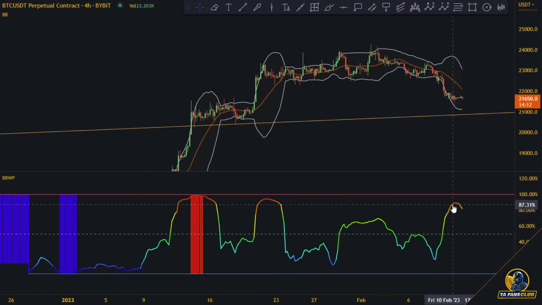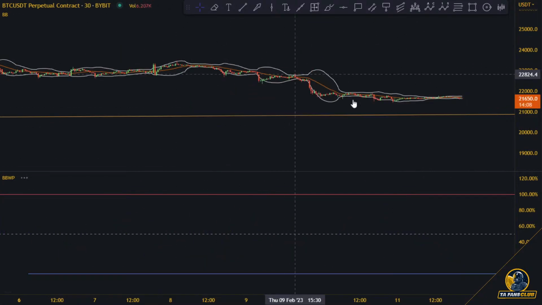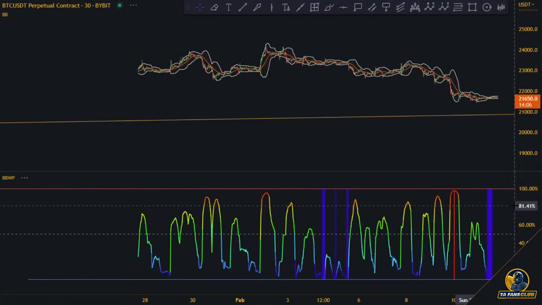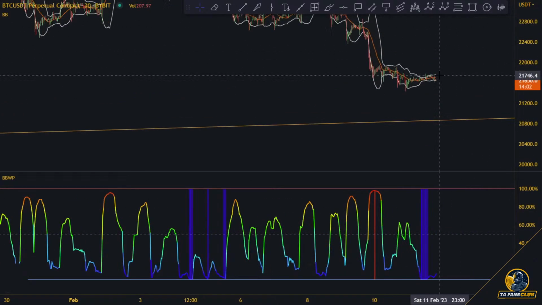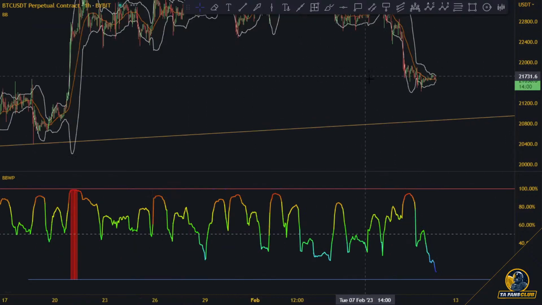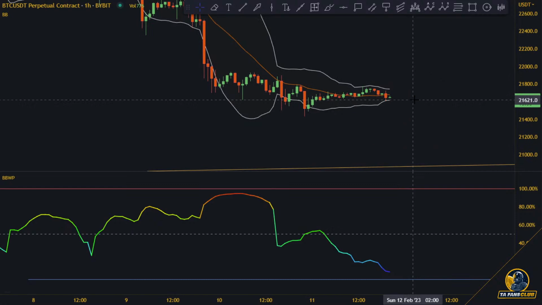4 hourly is extended. So maybe it's not happening that soon, but it's squeezed. The price is squeezed. At least this bottom part over here is really, really squeezed. So I'm guessing we're getting in the move.